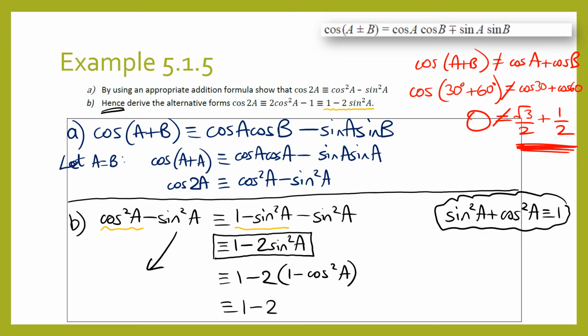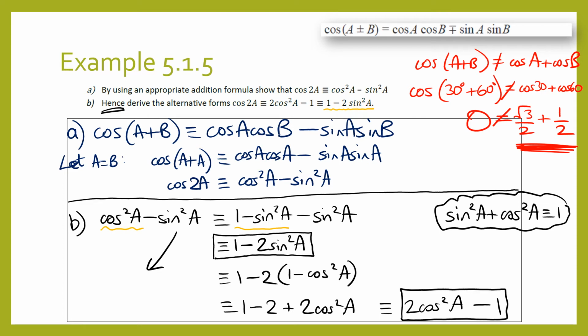Expand the brackets. Remember, we're multiplying everything in the brackets by -2. So therefore, this is a plus. And now, tidying this up, I'm going to put the 2 cos squared A first. And then I've got positive 1 take away 2, which is -1. And there we have the other version in the question. And that's everything done.